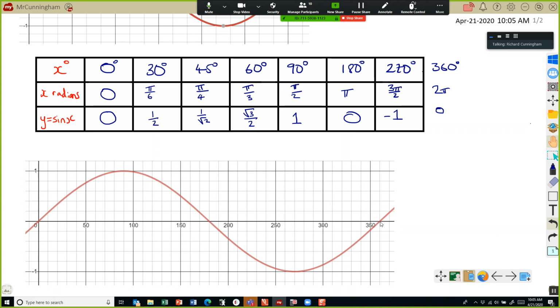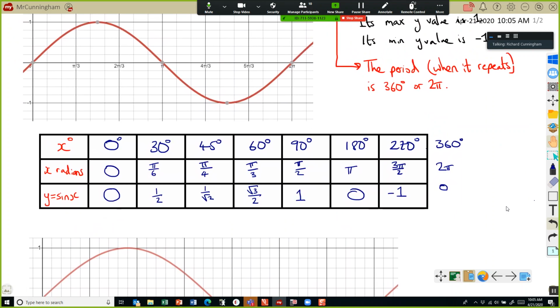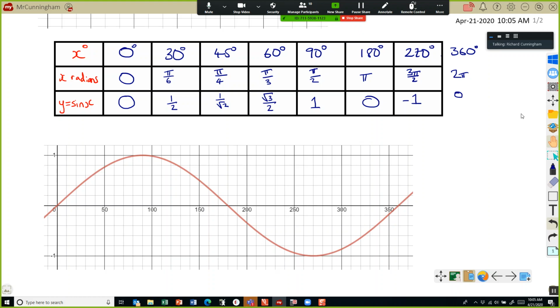So I can see there's my 360. 180 is smack bang in the middle. 90 degrees. Sine of 90 gives me a value of 1. And sine of 270 gives me a value of -1. Okay, so you have to be able to visualize both of these. They are essentially the same thing, except one of them is in degrees, one of them is in radians.